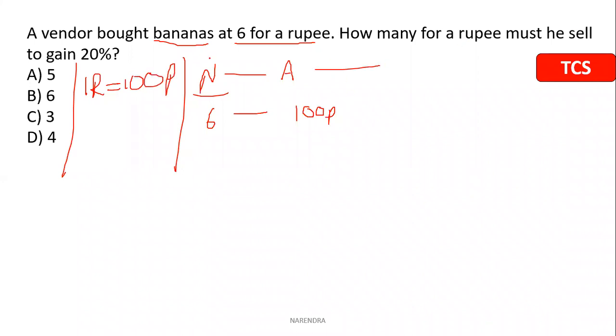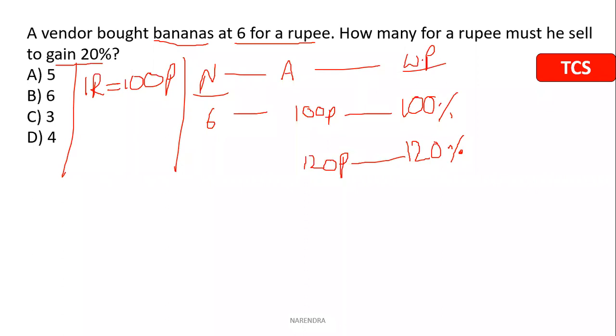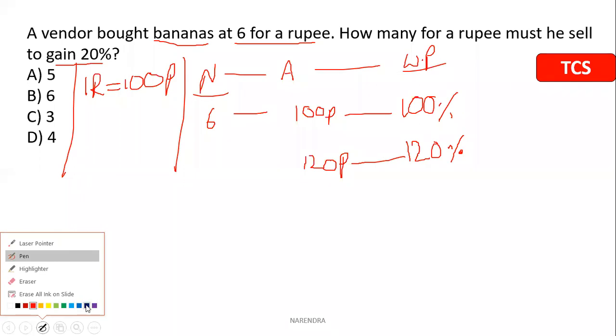Now, how must he sell to gain 20% profit? If he sells 6 bananas for 100 paise, he will get 100% only. There is no profit, no loss. Your amount is 100%, there is nothing extra. But he wants to gain 20%. That means he needs 120%. So 100 paise is 100%, and 120% is equal to 120 paise, because the values are the same. 100 and 100, 120 and 120. No need to change anything.